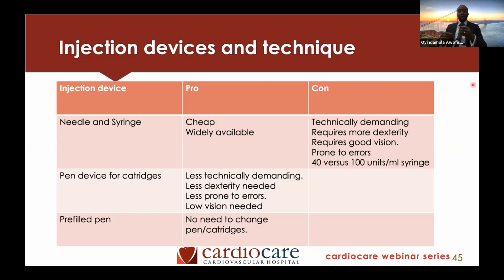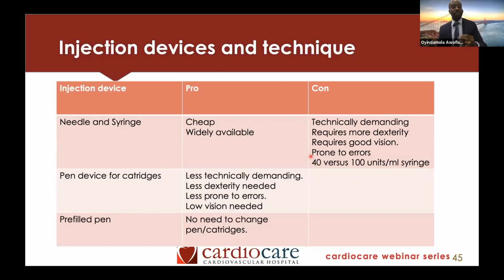And I'm not sure how many of you have had this kind of challenges in the past, okay? But sometimes some people use the syringe for 40 units per mil rather than that of the 100 units per mil, or vice versa, which can cause erroneous doses of insulin to be administered. The pen device counters most of this. It solves most of this problem, almost all of this problem.